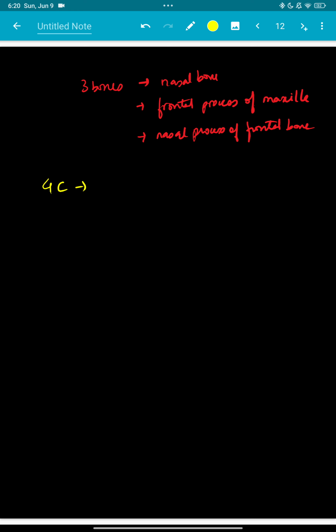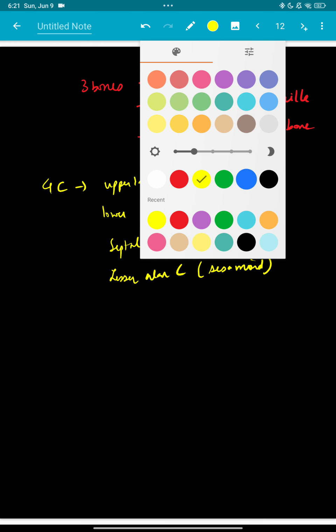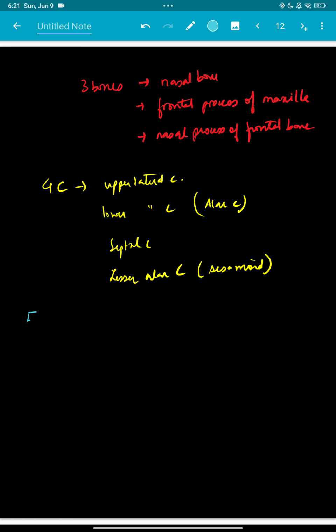Then we have four cartilages. We have the upper lateral cartilage, the lower lateral cartilage, which is also known as the alar cartilage. Then we have the septal cartilage, and then we have the lesser alar cartilage, which is also known as sesamoid cartilage. And then we have five muscles.